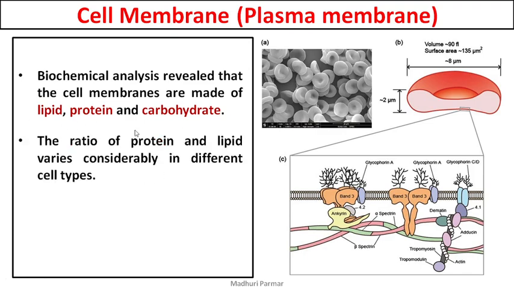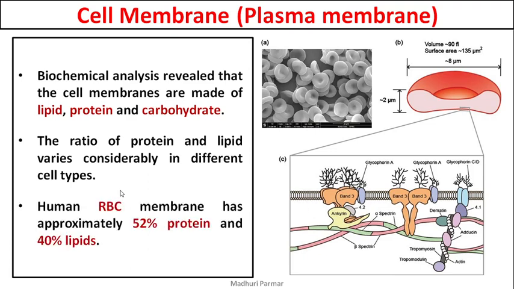The ratio of protein and lipid is different for different cells. How much protein is present compared to how much lipid is present varies from cell to cell. For the human RBC membrane, there is approximately 52% protein. There is more protein compared to lipids, which is only 40%.